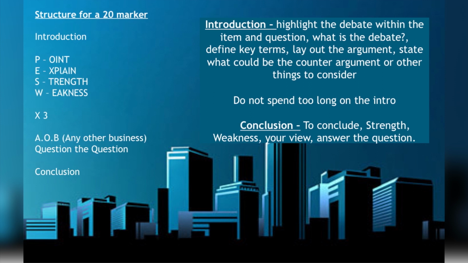You're going to explain it, the relevance in terms of your essay and the question. Draw out a strength from your own point of view. So what can you see as a visible strength of that theory? And then weakness. You're going to do this 3 times for a 20 marker.